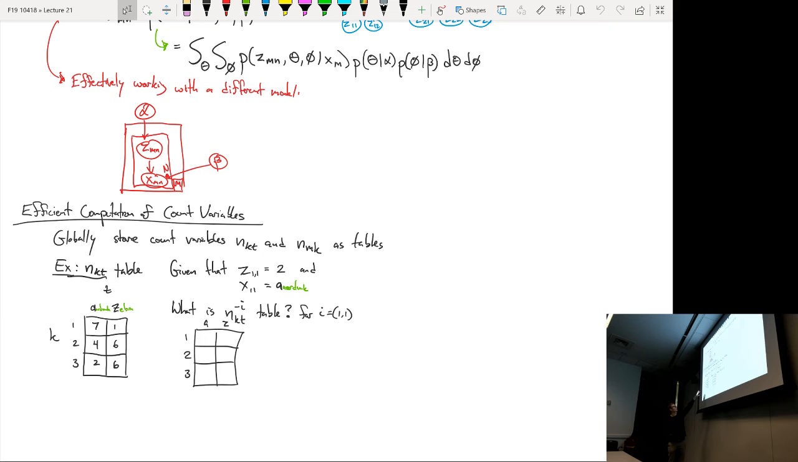4 times the topic 2 is associated with the word aardvark. 6 times the topic 2 is associated with zebra. 7 times the topic 1 is associated with aardvark. And so if we're leaving out just the particular i equals 1, 1, then what's the remaining counts? So what's observed here, given that?